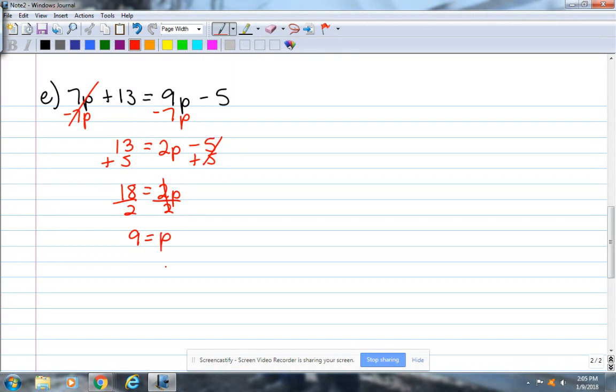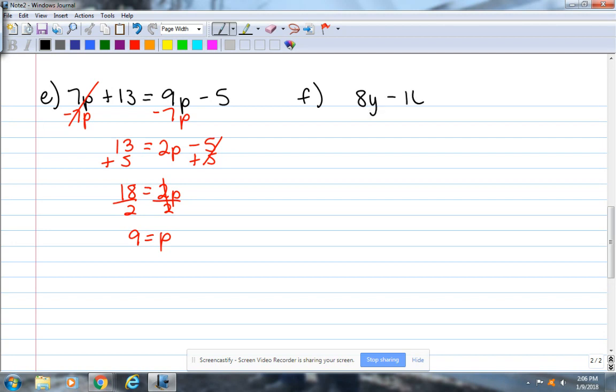And I don't care if you write p equals 9 or 9 equals p. It's reflexive. It goes both ways. For inequalities, you can't just swap them, though. So as long as these are equations, I don't care which way you get your answer. Let's do another one similar.